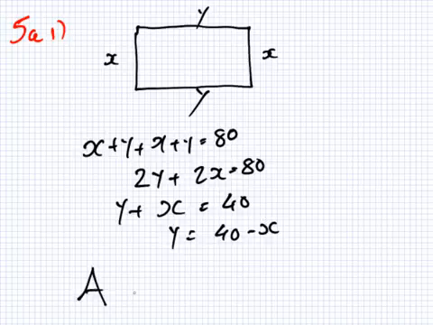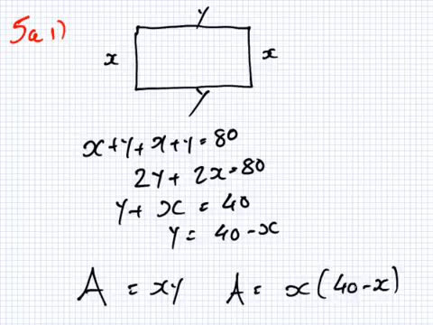So y should equal 40 minus x. So that means the area should equal xy. So that's the formula for the area. That's all straightforward. Yeah.